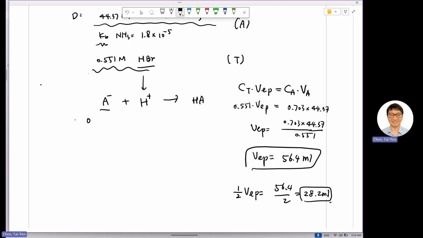So at this point, the mole of your analyte is 0.703 times 44.37, right? What's this value? Anyone? Calculator, please. I did not calculate this value myself. I have the end result, but I don't have this number. It's 31.1 millimole, right? How about your strong acid?